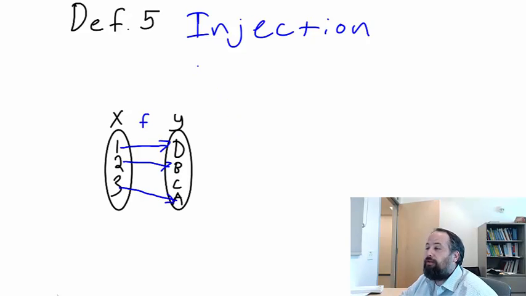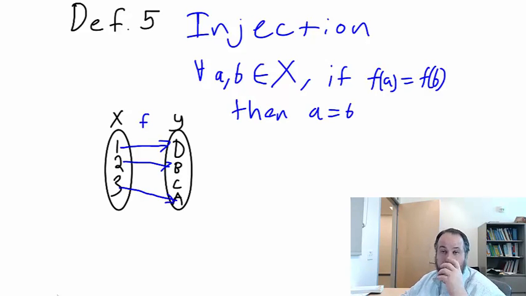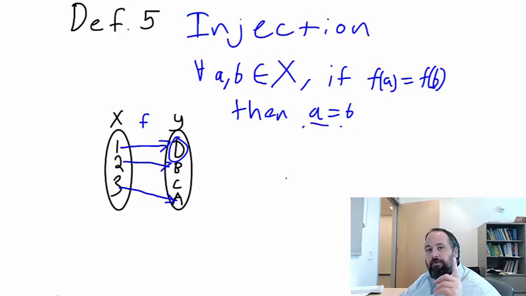The formal definition for an injection is for all A and B in set X, if f of A equals f of B, then A equals B, which means it's the same. So that's saying the only way that this could be D is if you're doing f of 1. So A must equal B. It's actually much easier to understand the intuitive definition than the formal definition, but the formal definition is useful for proving things later on. Yes, that is an injection.